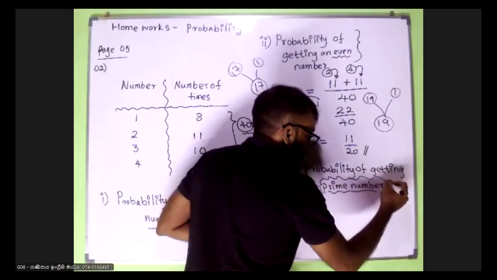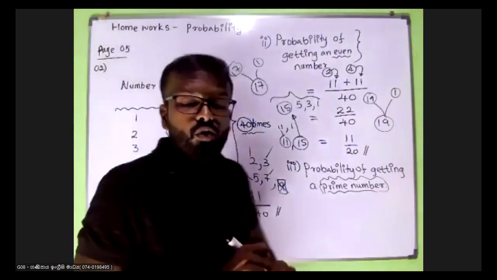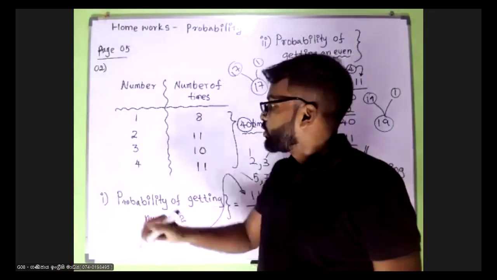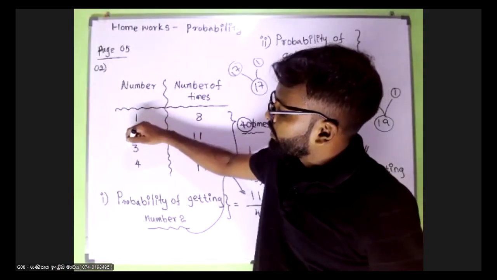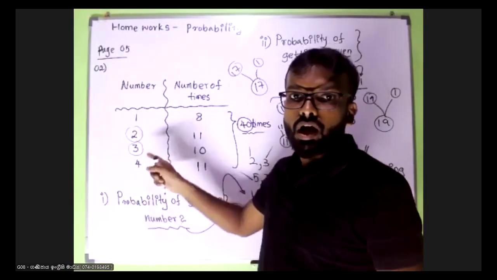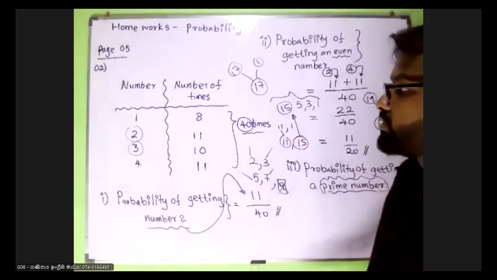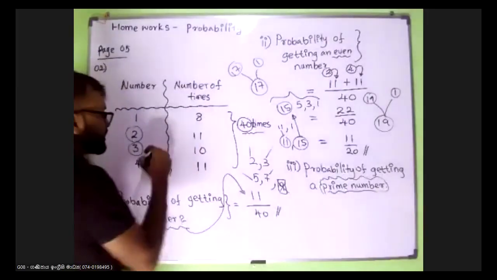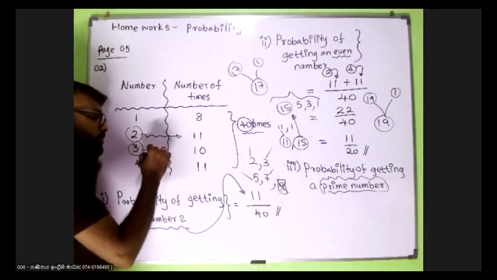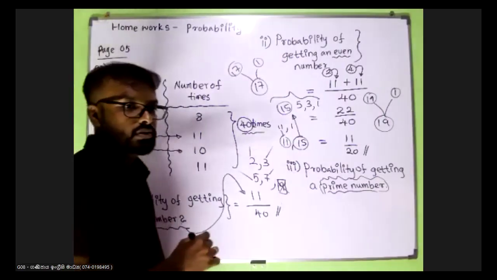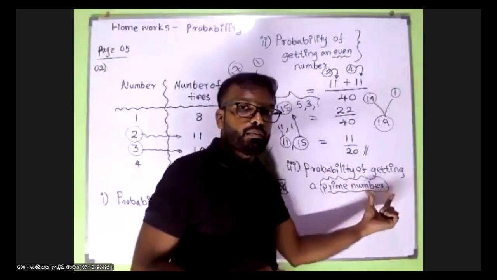So by looking at this, you can find two prime numbers, number 2 and number 3 only. So these two are prime numbers, right? How many times does number 2 occur? 11 times. How many times does number 3 occur? 10 times, correct? So this is the probability of getting a prime number.